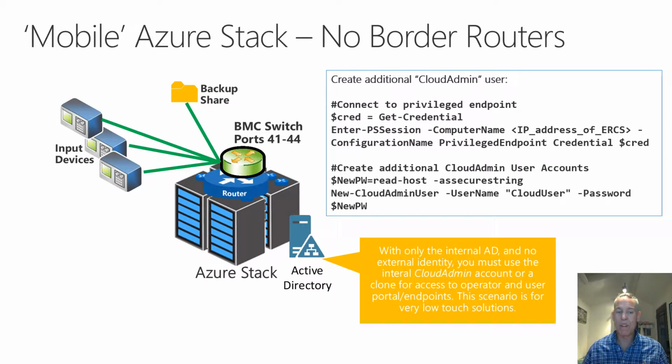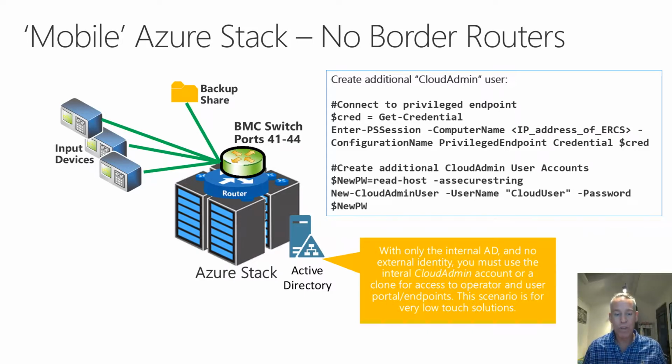So this would really be, you probably don't have any users connecting up to your Azure Stack. You just have some devices or something else that are being used to expose the workloads running in your Azure Stack. So you can create some additional Cloud Admin users. You're going to connect to the privileged endpoint, the PEP. You're going to log on with your current Cloud Admin account, and then you're going to run the command New-CloudAdminUser to basically create a clone of that account. So the services that are connecting in from those input devices there, they could use that credential to connect and do stuff.